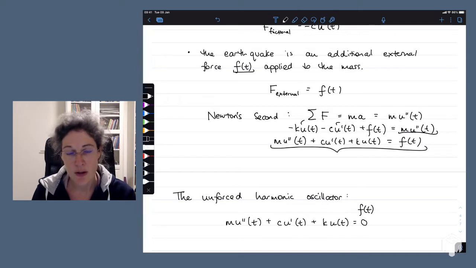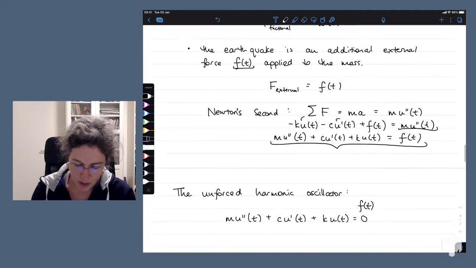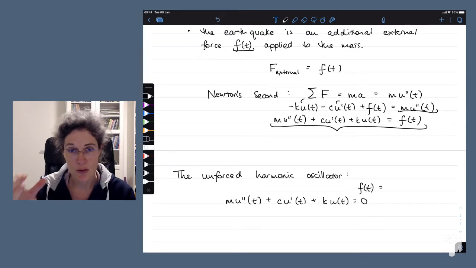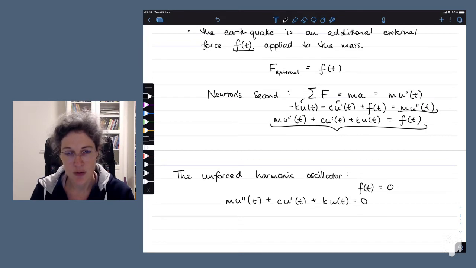And that right there is our forced harmonic oscillator. So that's the equation that we'll be solving in week 2, but we're going to start with this simple situation where we don't have an external force. We've just got the other ones. We're looking at the unforced harmonic oscillator, which has f of t equal to 0. So we're looking at the homogeneous situation.